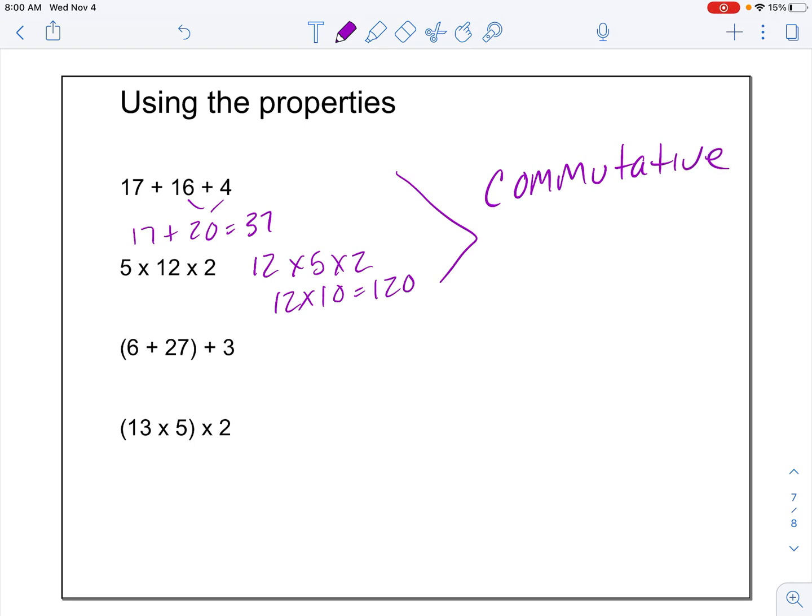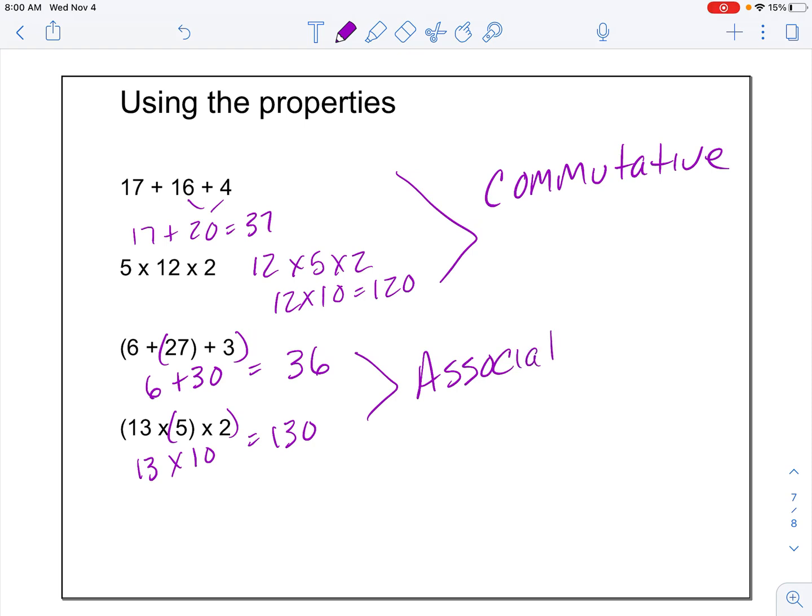Here's an example of the associative. So if I was doing it like the order of operations wants me to, I would do that 6 plus 27 first, but I'm thinking to myself, I don't want to do that. I want to do this because I see that's 30. And so I reassociated the 27 and the 3, and my answer is real easy with the 36. So here again, 13 times 5, I don't want to do that because I see, look, here's 5 times 2, and that's 10. So that's pretty easy. Now I know my answer is 130. So these are examples of the associative. I reassociated.